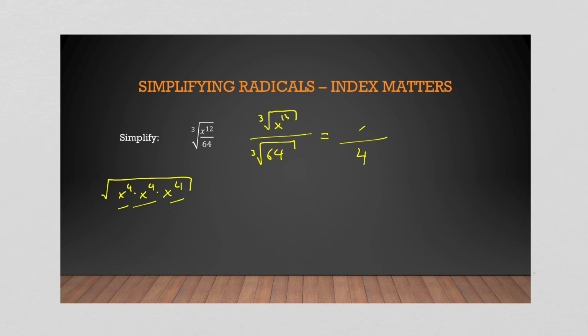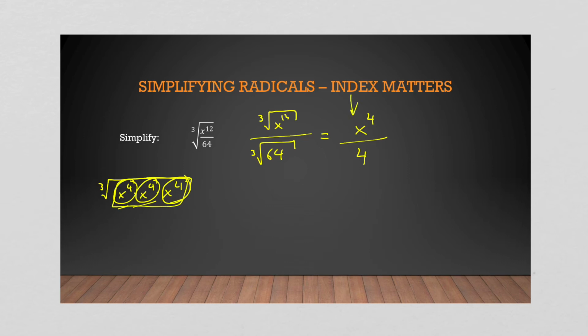Variables with exponents are definitely going to be a little bit trickier than numbers, but just get to know the relationship. Yes, I have that, and it's x to the power 4, but I have it 3 times, and I'm under a cube root, so I need 3 identical factors. As soon as I have 3, they come out as 1 right there.